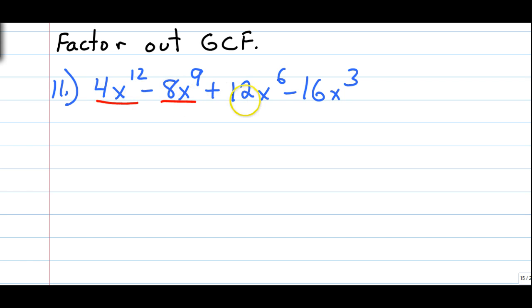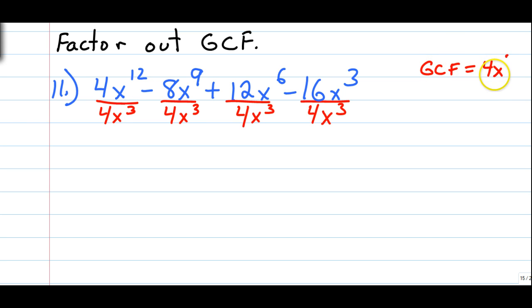So we know that we can divide a 4 out of each of these. So 4, 4, 4, and 4. Next, we see x's are available. The one with the fewest number of x's is going to be the one that determines the number of x's we can divide out. This is the last term. We only have an x to the 3rd power. This is the greatest number we can factor out. So we'll put an x to the 3rd under each one. So the GCF for this one was 4x to the 3rd power.